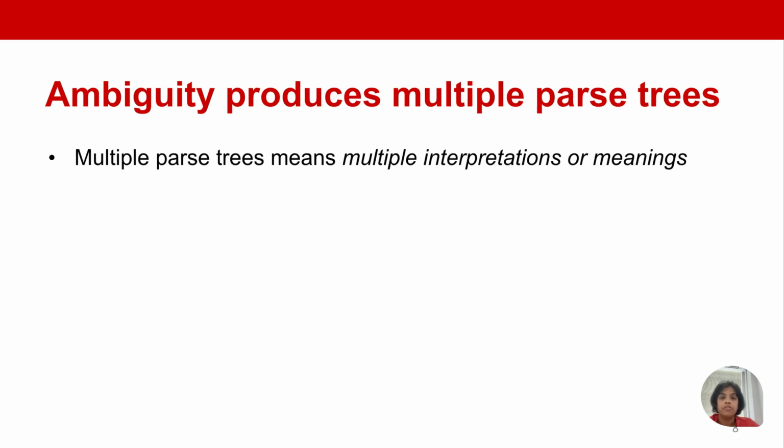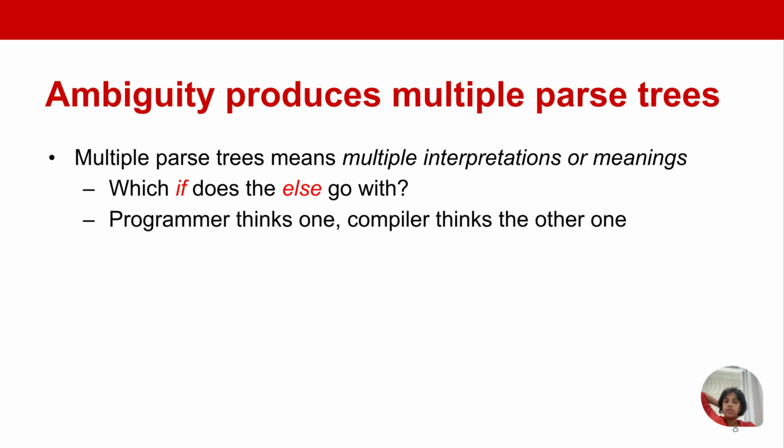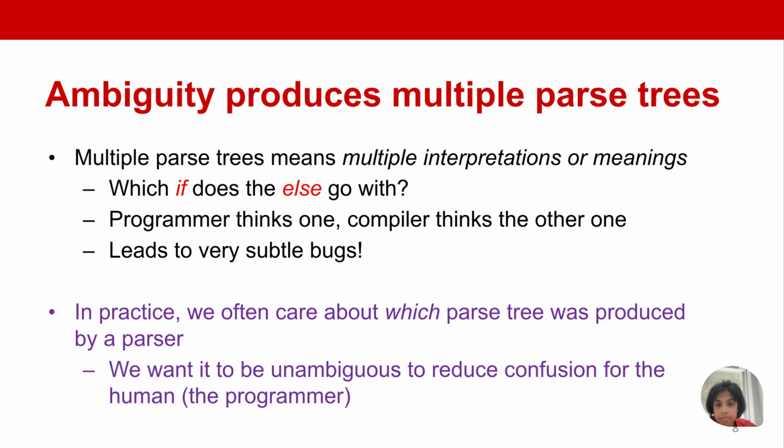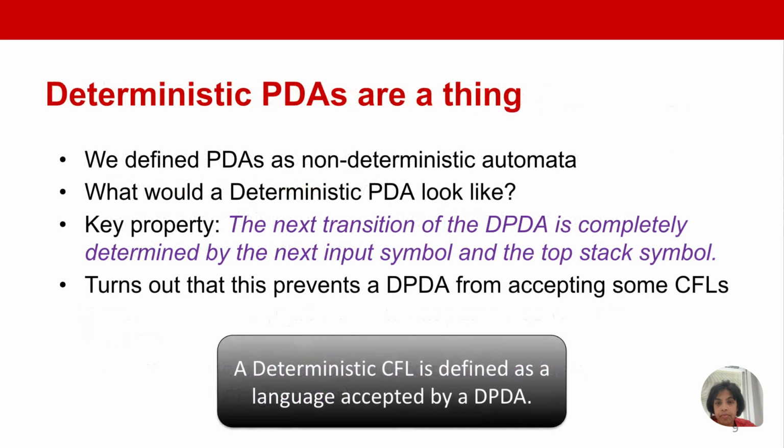And ambiguity produces multiple parse trees, which means multiple interpretations or meanings. Does else go with the first if or the second? This can cause actual problems because the programmer thinks it should go one way and the compiler thinks the other one. And this can lead to bugs. In your best case, it crashes, but if it compiles properly, then you might be in trouble. So in practice, we often care about which parse tree was produced by a parser. We want it to be unambiguous to reduce confusion for the human.